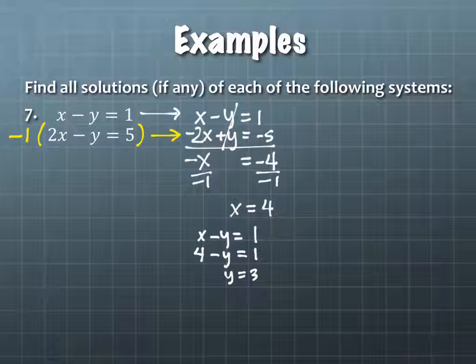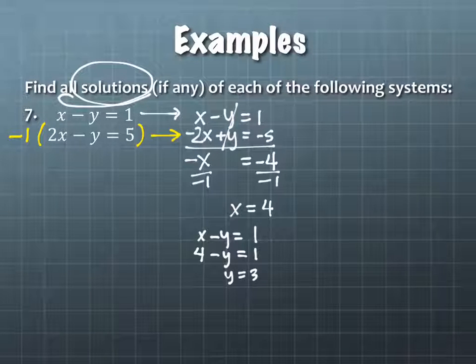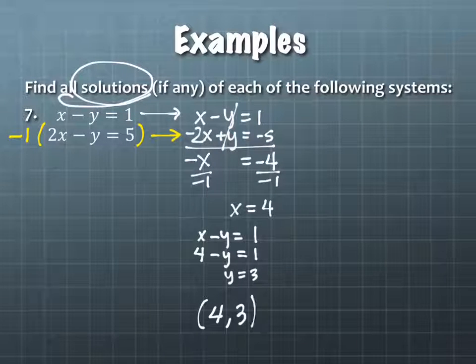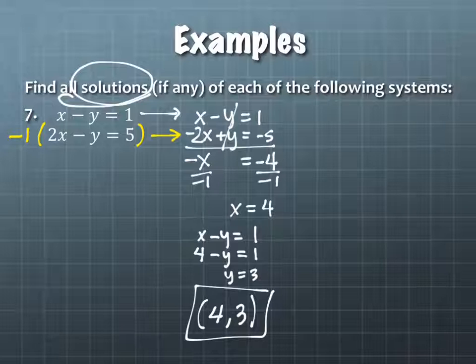Okay, so there are a couple questions here. It says find all solutions. So what is my solution then? An ordered pair. 4, 3. And if I were asked on this one how many solutions I have, the answer would be 1. 1 solution.